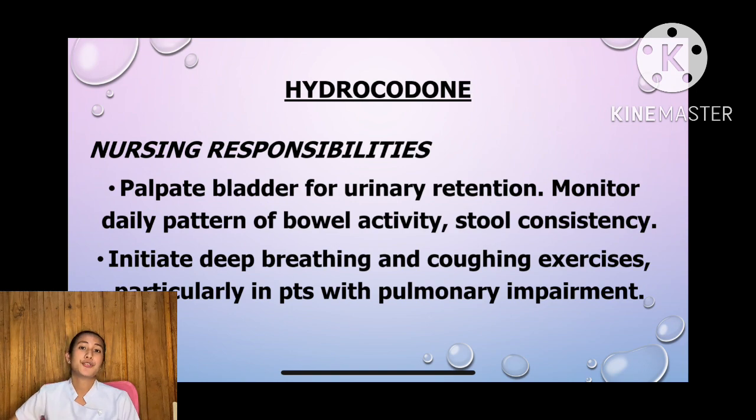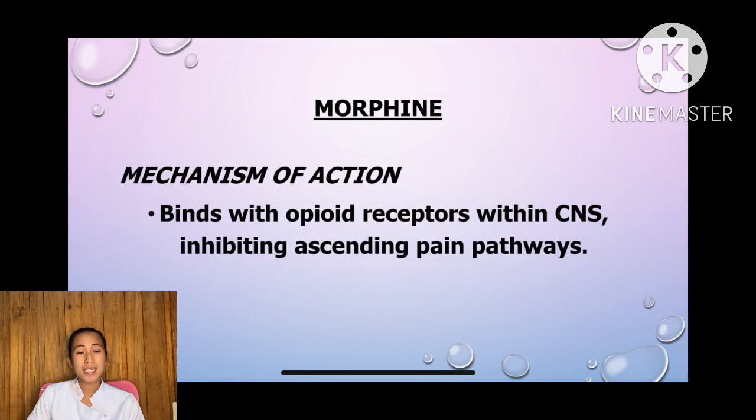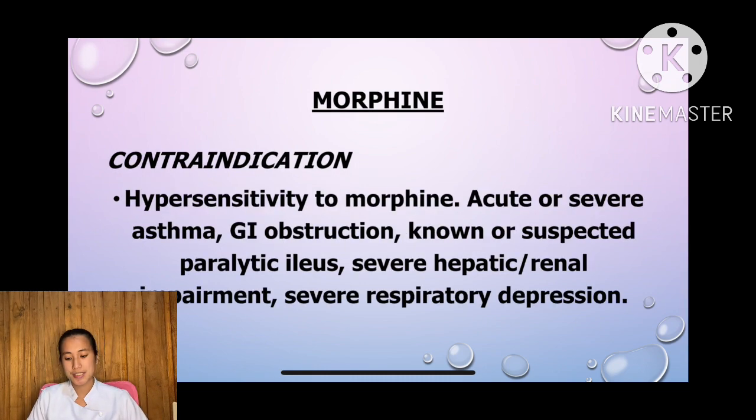Now, let's proceed to the last generic name, which is morphine. The mechanism of action of morphine is that it binds with opioid receptors within the central nervous system, inhibiting ascending pain pathways. Its contraindications are hypersensitivity to morphine, acute or severe asthma, GI obstruction, known or suspected paralytic ileus, severe hepatic or renal impairment, and severe respiratory depression. So we should always remember these contraindications of morphine.